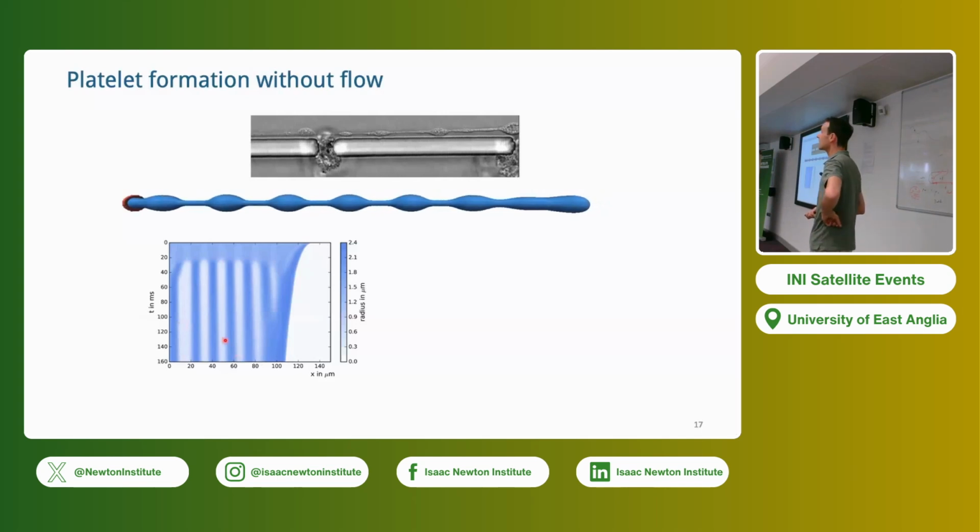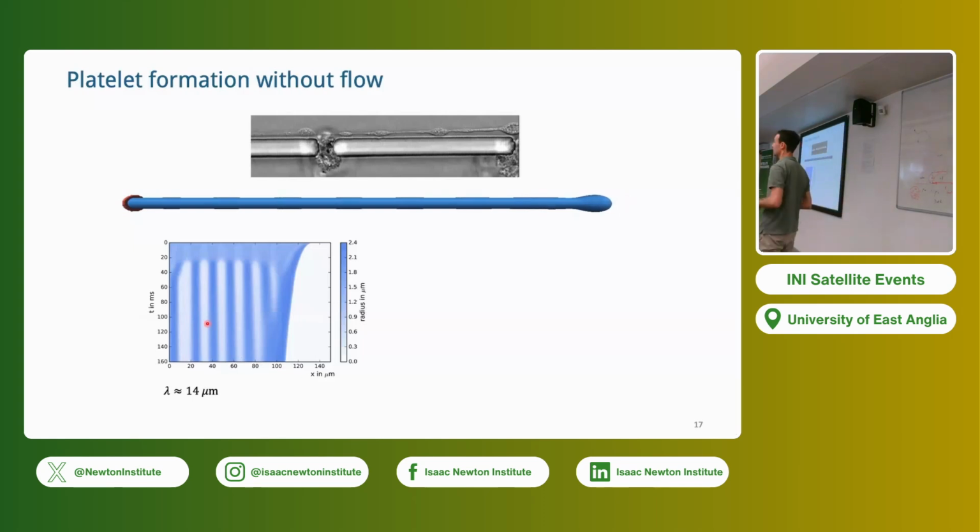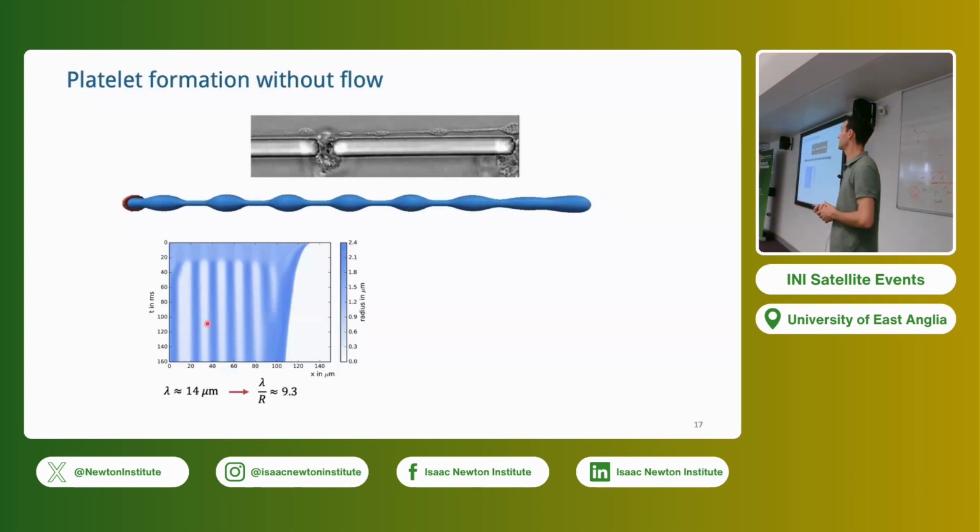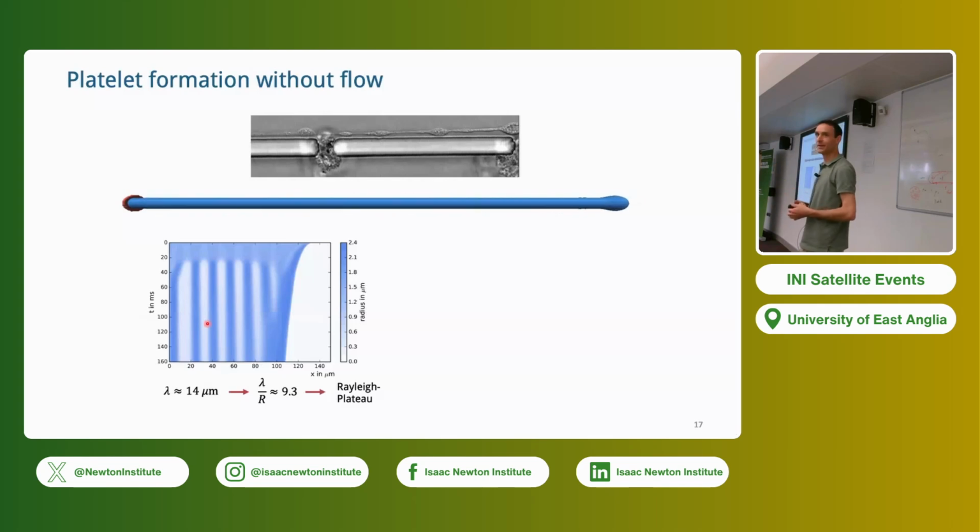From that, one can extract the wavelength of this instability. One finds a wavelength of about 14 micrometer, and one can take the relative wavelength, so the wavelength divided by the radius, and one finds a ratio of 9.3. And I guess that most of you in the audience have already seen this value of about 9, because that's exactly the Rayleigh plateau prediction. So that's exactly what you would expect for a liquid jet that breaks up due to surface tension.